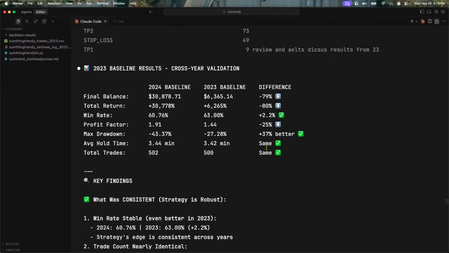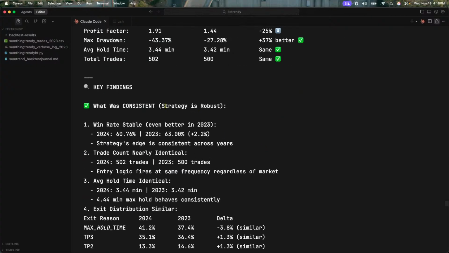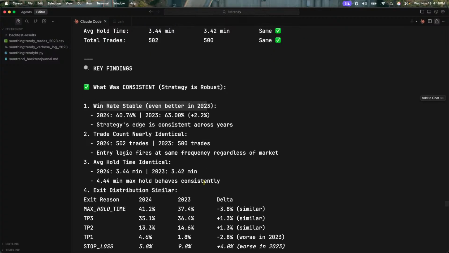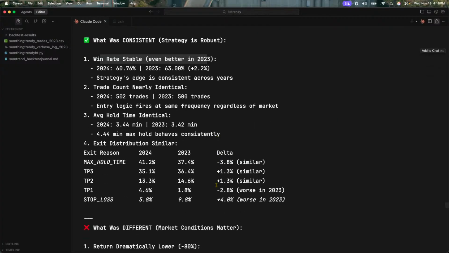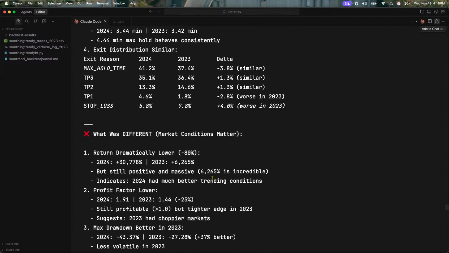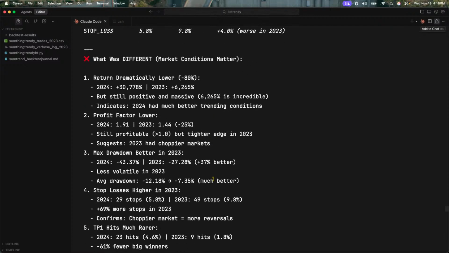What was consistent? The strategy is robust. The win rate is even better in 23. The strategy's edge is consistent across years. The trade count is nearly identical. The entry logic fires at the same frequency regardless of the market. The average hold time is almost the same. The exit distributions are similar. What's different is the market conditions matter. The returns are drastically lower but still positive and massive.